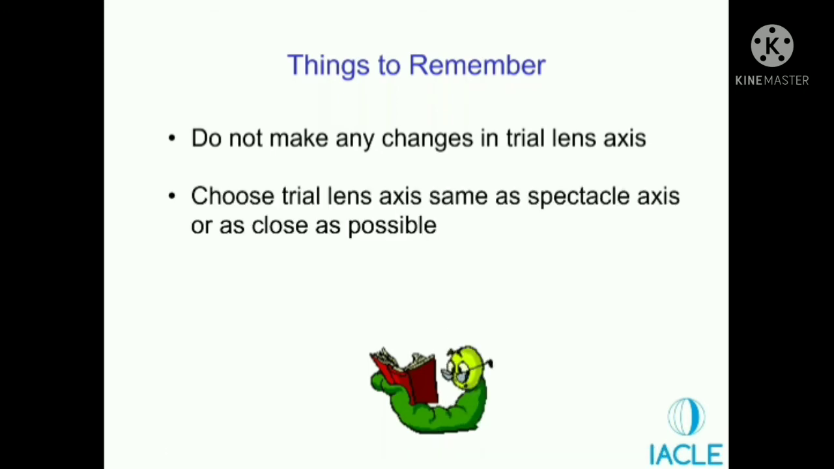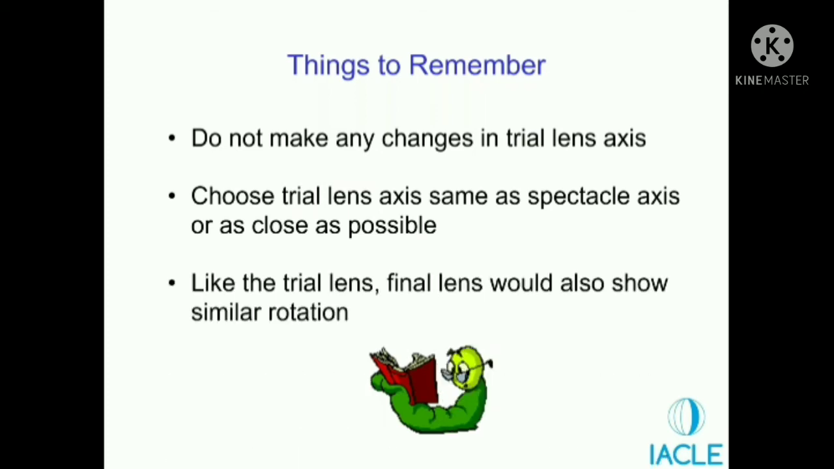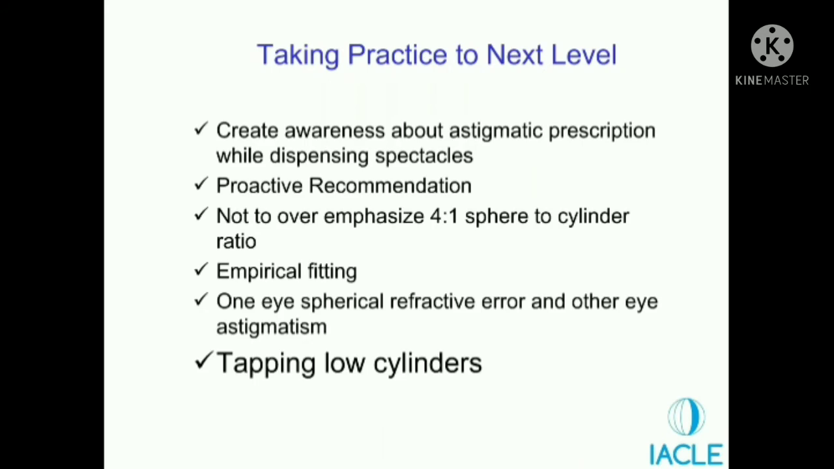Okay. Choose the trial lens axis as close to the spectacle axis as possible, if not exact. Because suppose the patient's cylinder axis is 90, and if you choose a 180 axis, these two lenses behave very differently. So they are not going to give you the same outcome. The results will be varying and you will get confused. Finally, the point which we were just trying to make: like the trial lens, the final lens would also show similar rotation. Okay, a few things from the practice point of view.